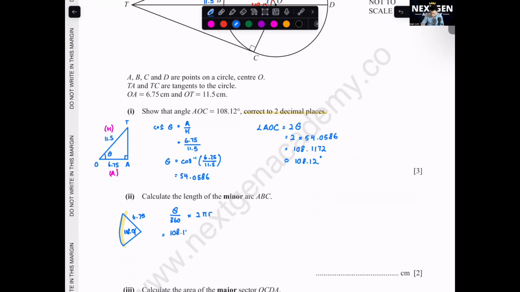The angle is 108.12 over 360 times 2 pi 6.75. We should get 12.74. If you want to write 12.7, also is fine.